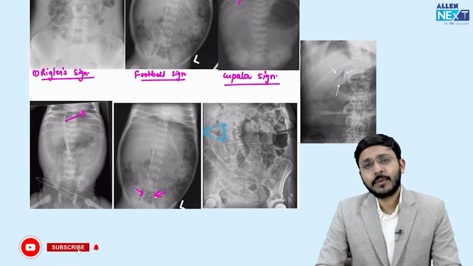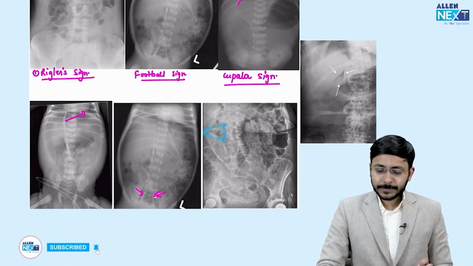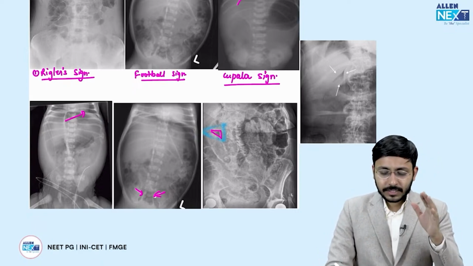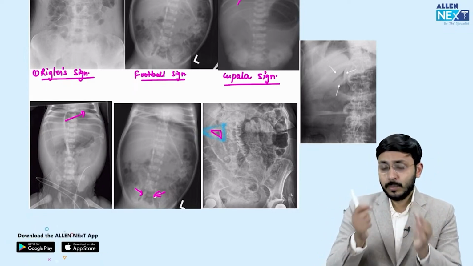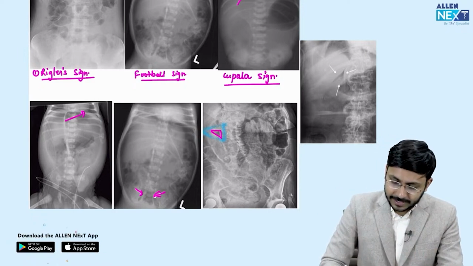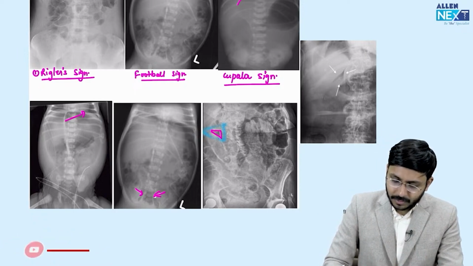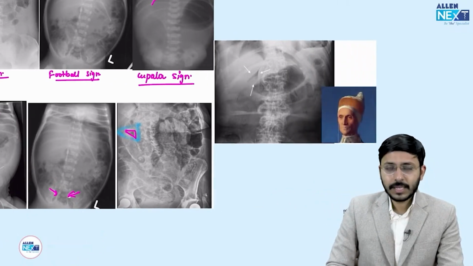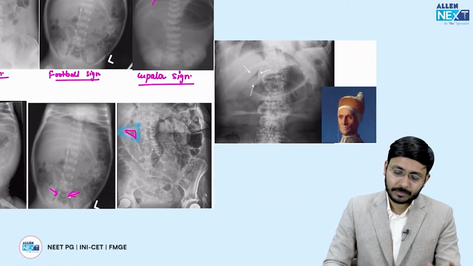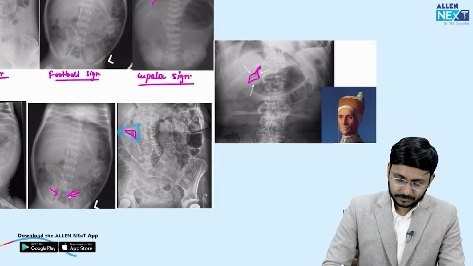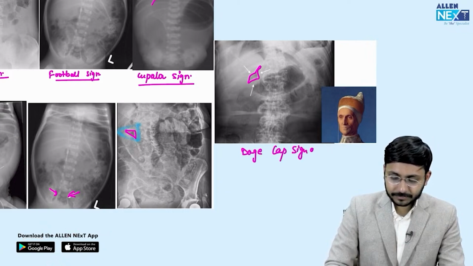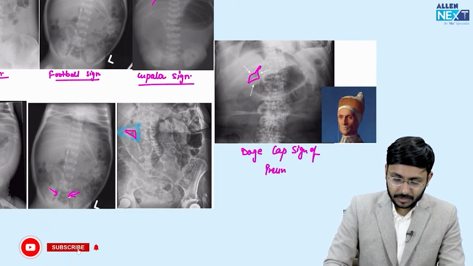Now, another type of sign which is seen in small pneumoperitoneums is this triangular air which gets entrapped within the bowel loops. So this is the telltale triangle sign of pneumoperitoneum. And if your air is in the Morrison's pouch, this is the Doge's cap sign of pneumoperitoneum.